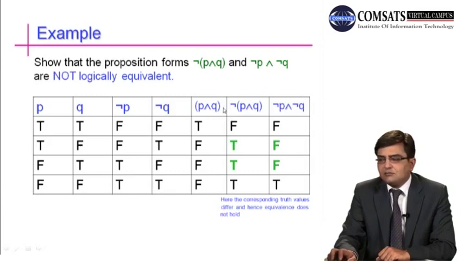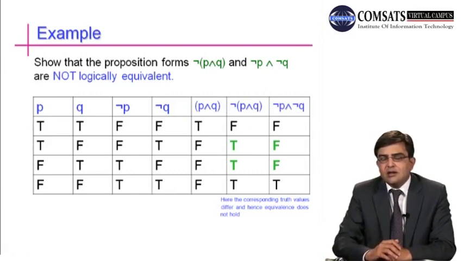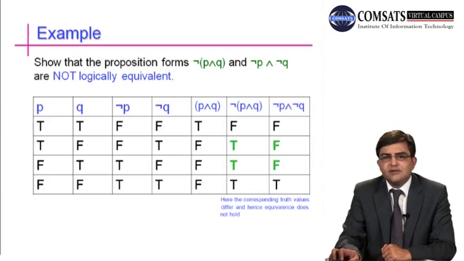As we know, P and Q is a compound proposition which has the truth value true if and only if both P and Q have truth value true. So for P and Q, the truth value in the first row will be true, and in all other rows we will have false, as we have seen in the previous lecture.